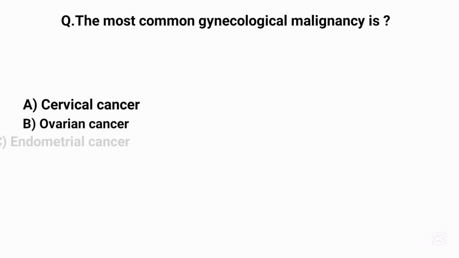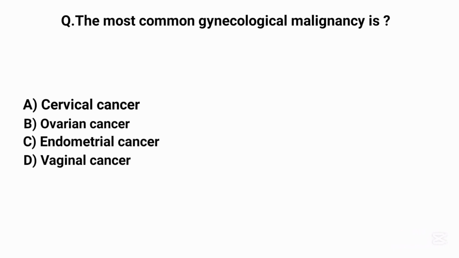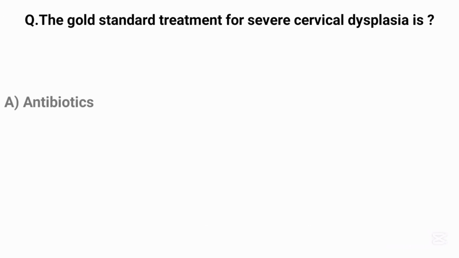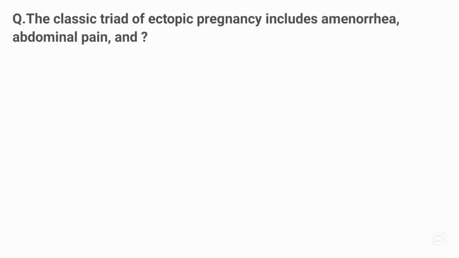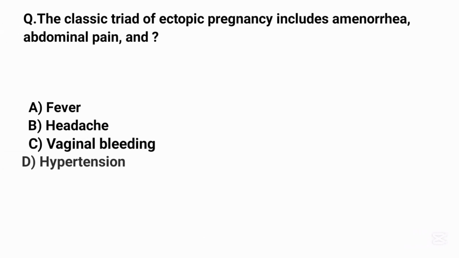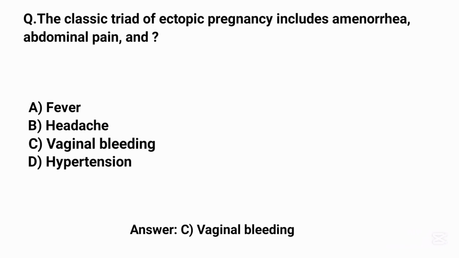The most common gynecological malignancy is. Correct answer is option C, endometrial cancer. The gold standard treatment for severe cervical dysplasia is. Correct answer is option B, LEEP conization. The classic triad of ectopic pregnancy includes amenorrhea, abdominal pain, and. Correct answer is option C, vaginal bleeding.